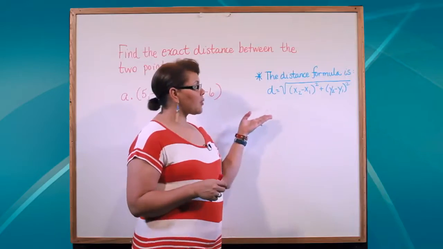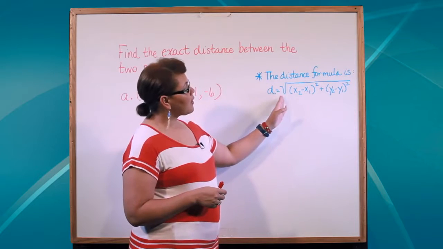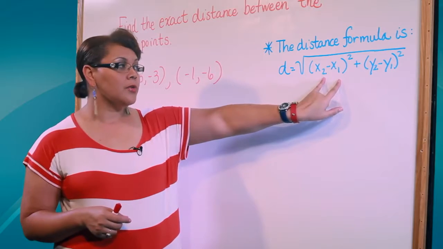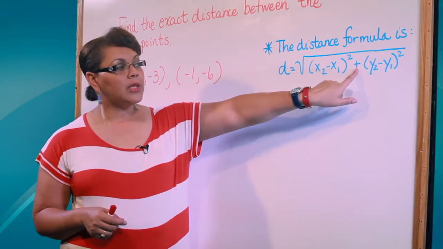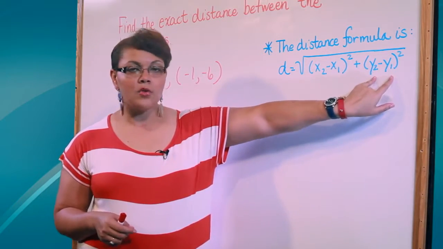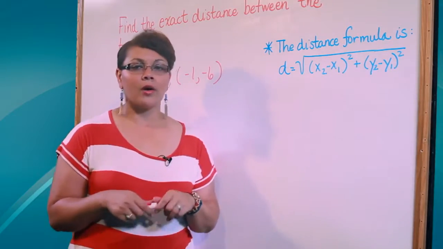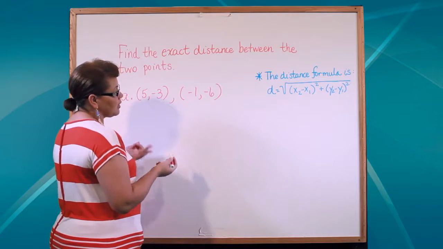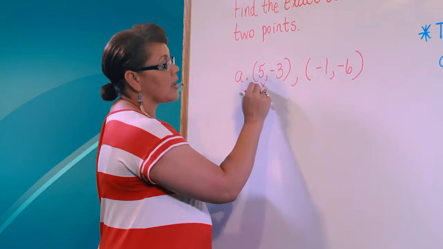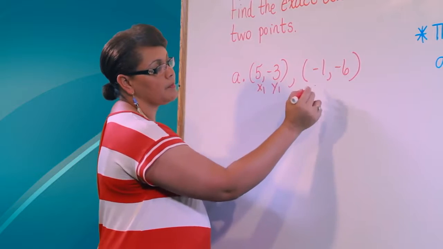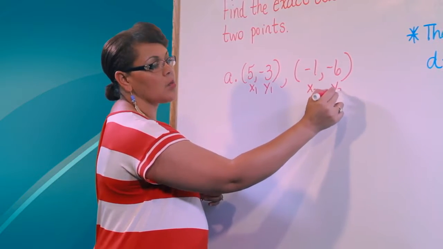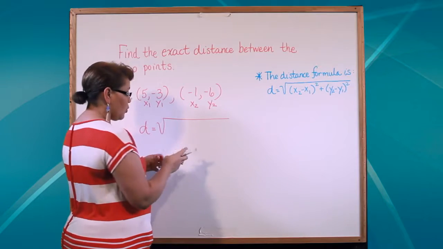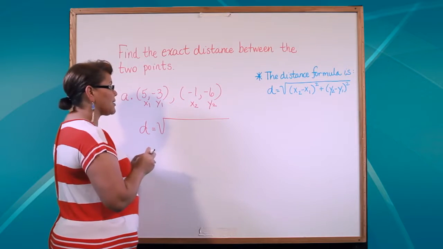Recall that the distance formula is found by taking the square root of the difference between the two x values and their square, plus the difference between the two y values and their square. The first thing that I like to do is to just label each of the ordered pairs. This is x1, this is y1, this is x2, and this is y2. So now using my formula, I clearly know which value I'm going to be using at what time.